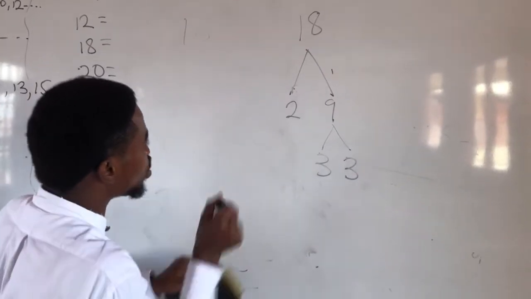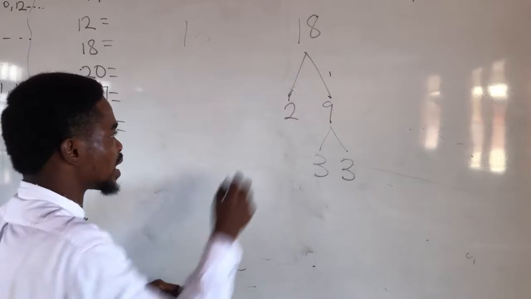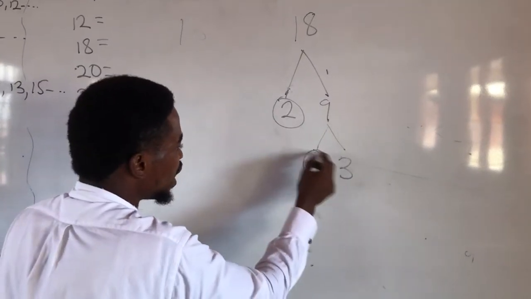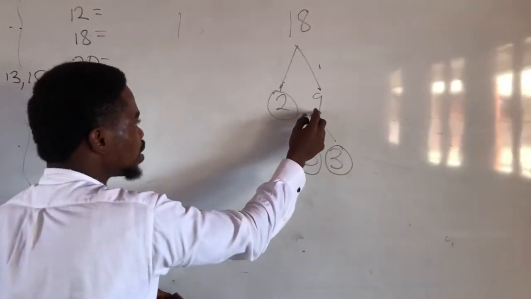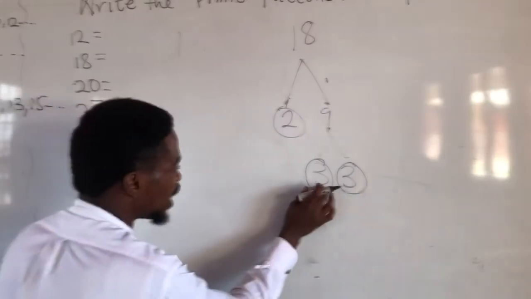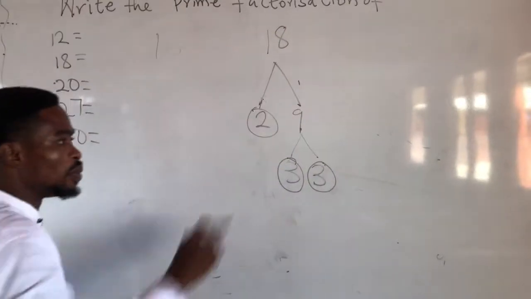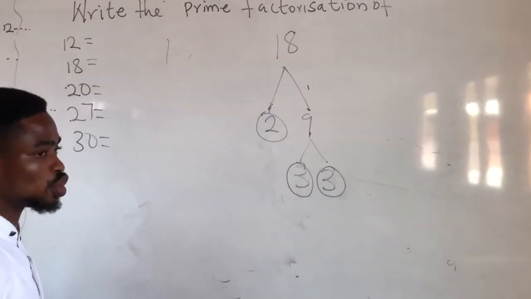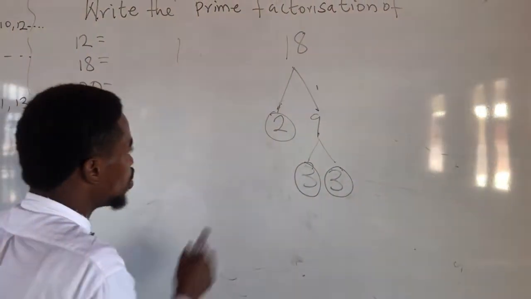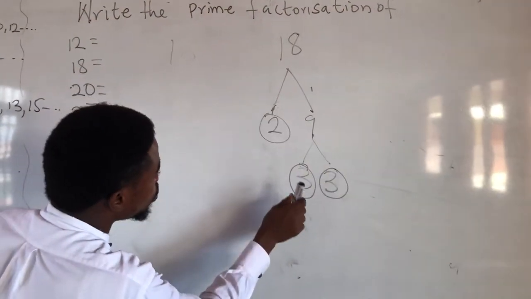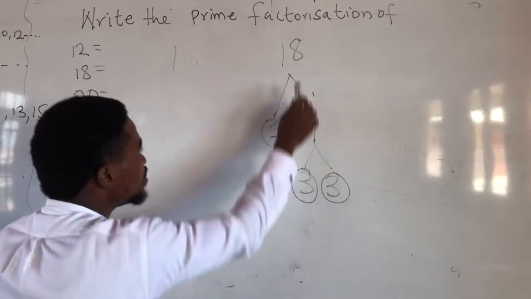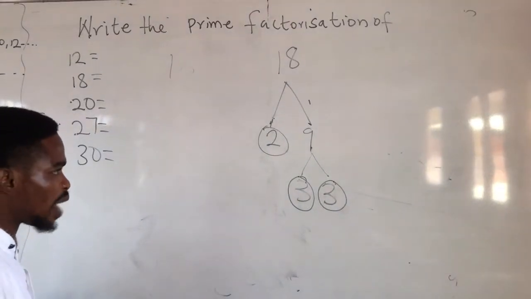Now we are looking for the numbers that we are going to circle: 2, 3, 3. As for 9, the product of 9 is 3 and 3, so we leave 9 out of this situation. Now what are we going to do? When we multiply 3 times 2 times 3 times 3, it must give us 18. That will make our answer correct.